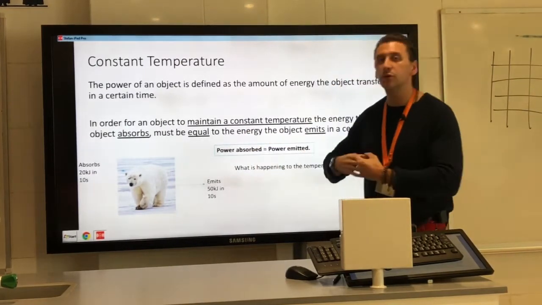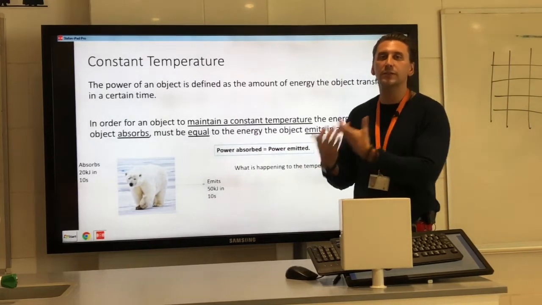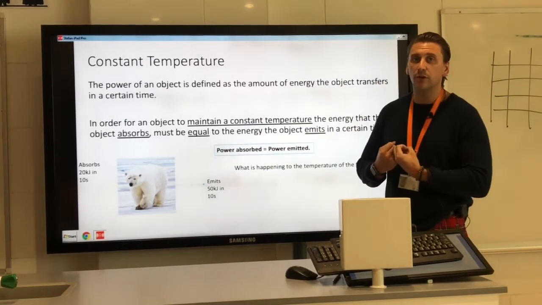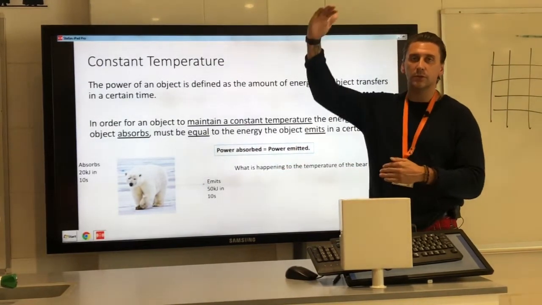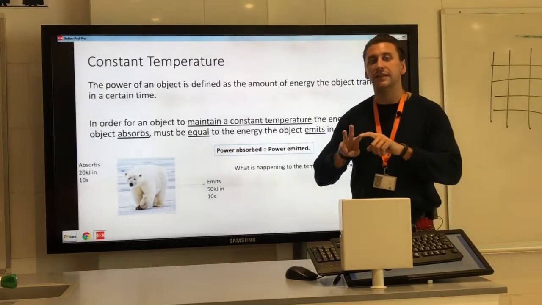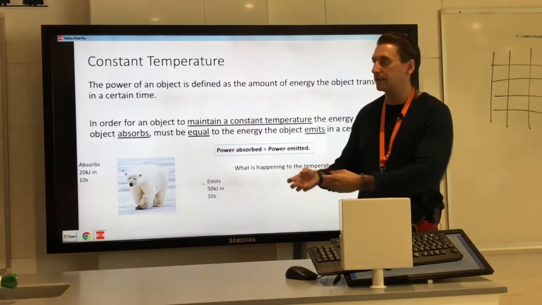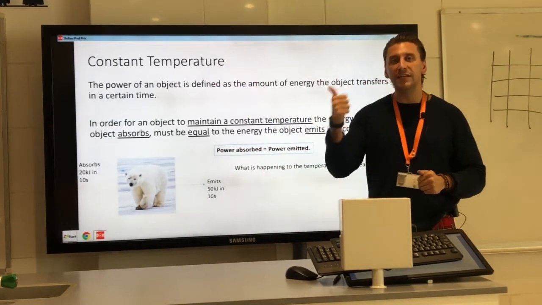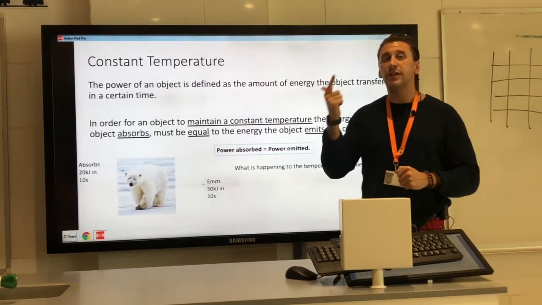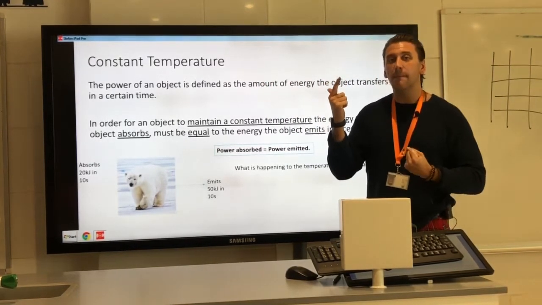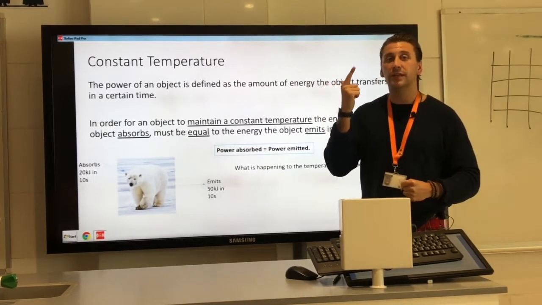So in this case, if you give out more than you take in, then you are cooling down. Your temperature will decrease. If you absorb more than you emit, then your temperature will increase. So there are 3 different things that can happen in terms of the absorption of energy per second and the emission of energy per second. If the power absorbed equals the power emitted, then the temperature of the object remains constant. If the object absorbs, takes in, more than the object emits per second, then the temperature of the object increases.